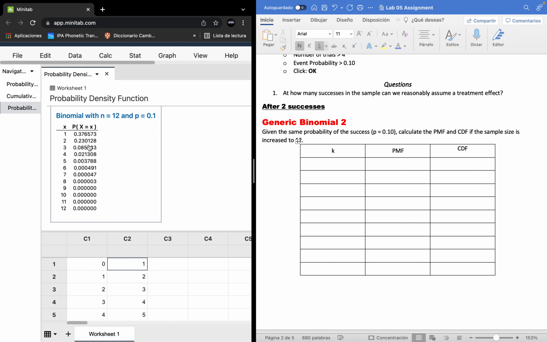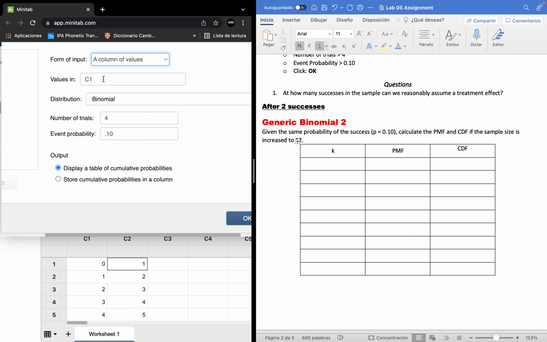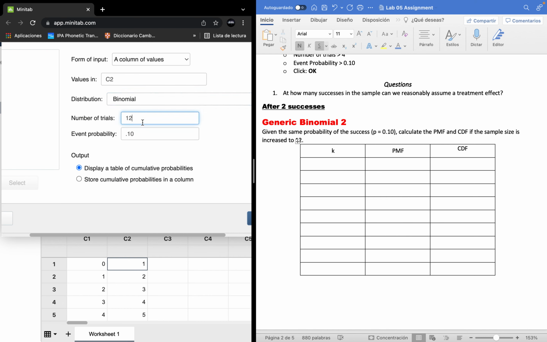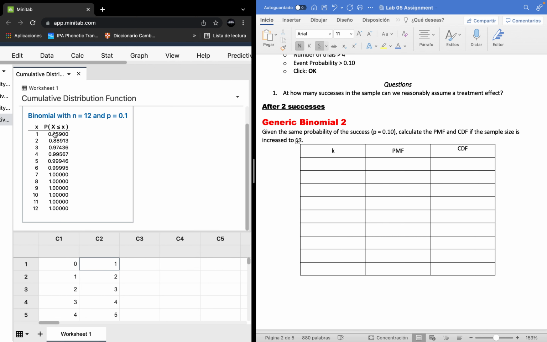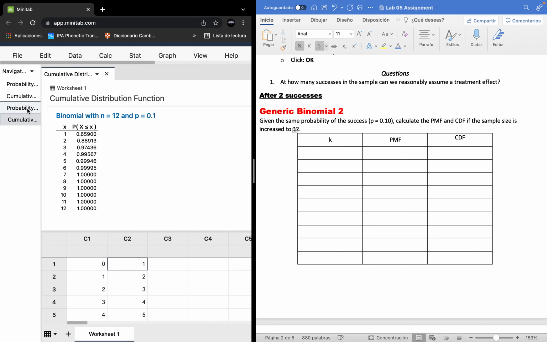And for the cumulative, do the same. Go to Calc, Probability Distributions, Cumulative, in this case a column of values. They are stored in C2, double click. Binomial, remember to change this to 12, 0.10. Display a table of cumulative probabilities. Okay, and there you have. So what is the probability we observe less than or equal to 2? 0.88913. Less than or equal to 3, 0.97436. And then you have to introduce these values for the PMF.